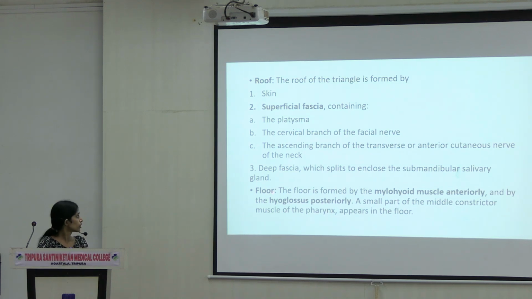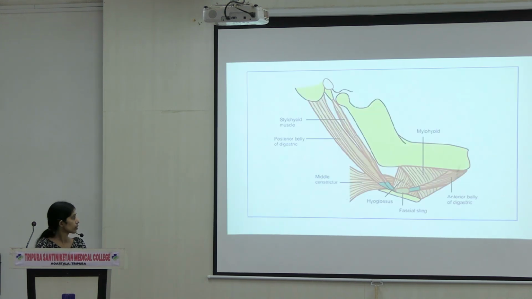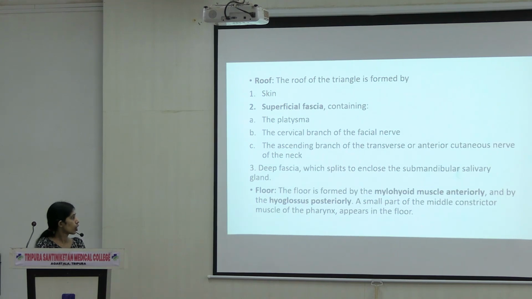The floor of this triangle is formed by the mylohyoid muscle anteriorly and by the hyoglossus posteriorly. You can see here, this is the mylohyoid muscle which forms the floor of your digastric triangle anteriorly, and the hyoglossus muscle forms the floor of the triangle posteriorly. These are the other two important structures you have to remember. A small part of the middle constrictor muscle of the pharynx will also appear in the floor region.